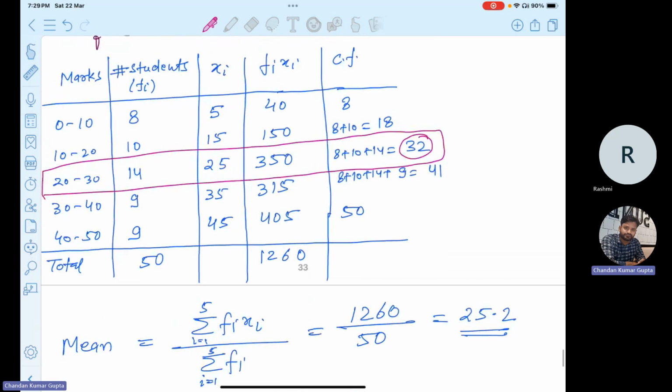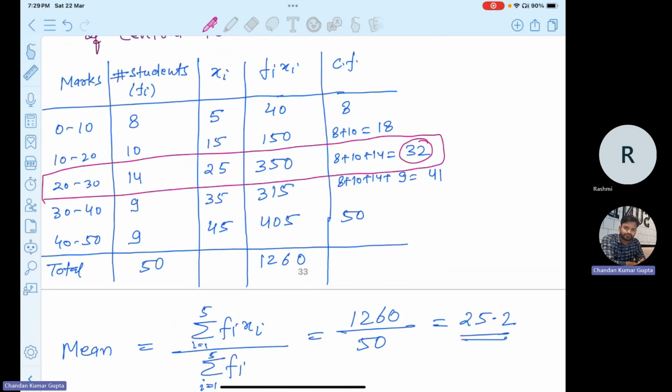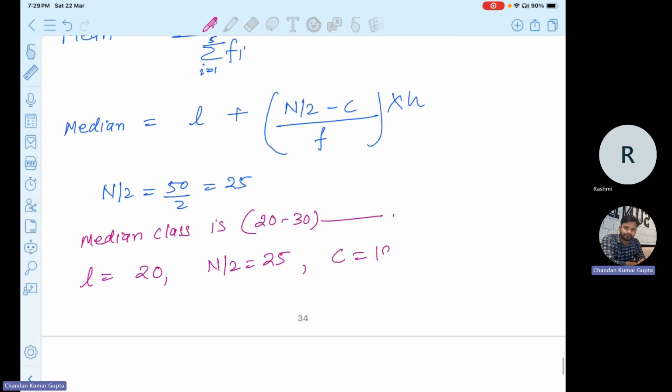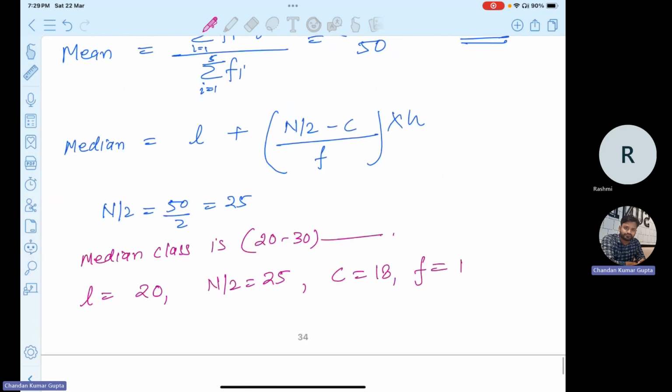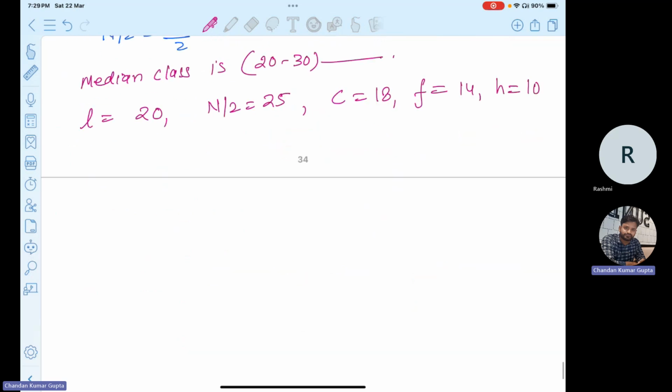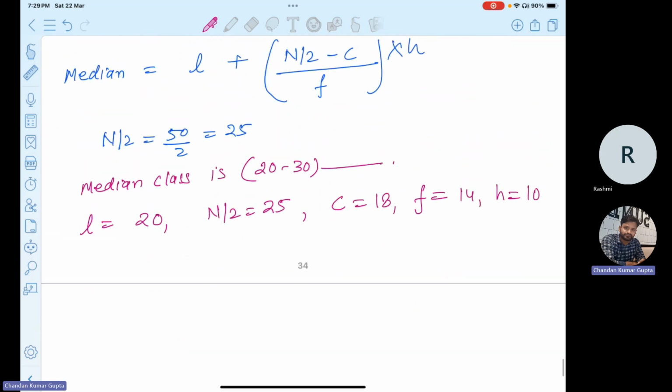C is the cumulative frequency just preceding the median class. So the value of C is 18, because the cumulative frequency of the median class is 32 and just above the median class is 18. So the value of C is 18. The f is the frequency of the median class, which is 14 here, and the value of h is 10. So just putting those values in the formula.